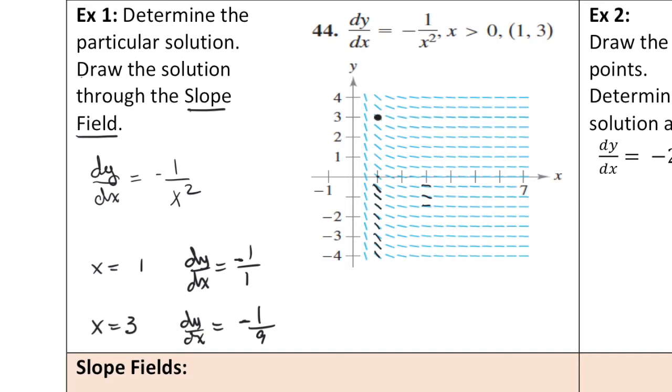Our goal is to draw the solution through the slope field. We are told that our x's are all greater than 0 and that we're passing through the point (1, 3). So you want to mimic what's happening at these values. So I'm going to draw down 1 over 1, and then notice it's kind of pointing towards my next field, and the slope is becoming less steep as it crosses through those vertical lines.